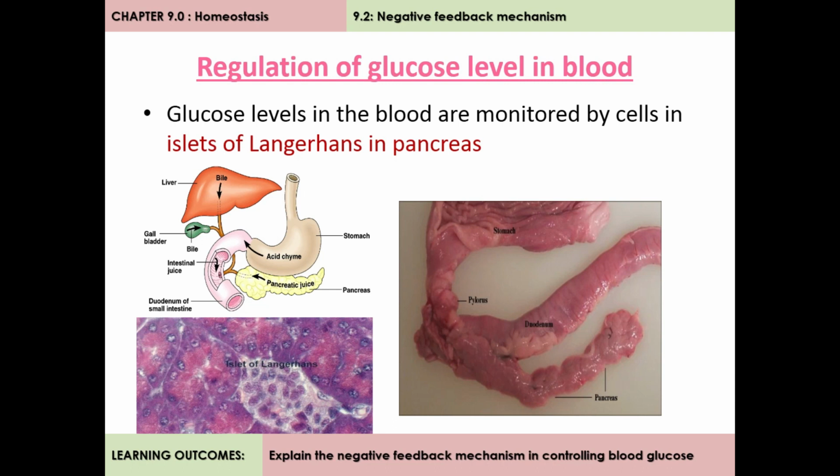Glucose level in the blood is monitored by cells in the islets of Langerhans in the pancreas. If the blood glucose level exceeds the normal level, it is known as hyperglycemia. But if the glucose level falls below the normal level, it is known as hypoglycemia.